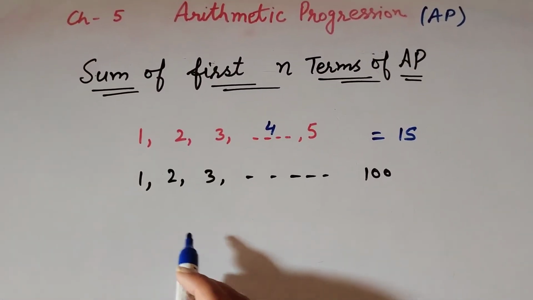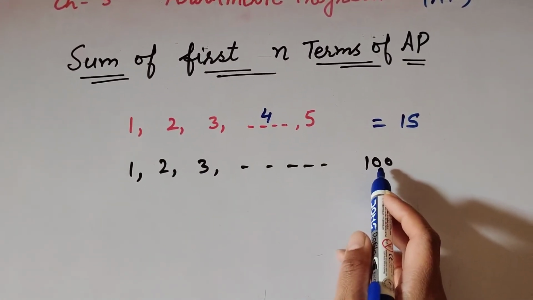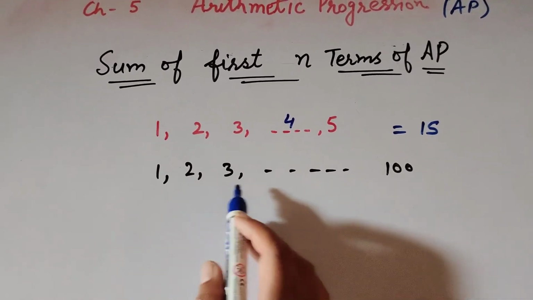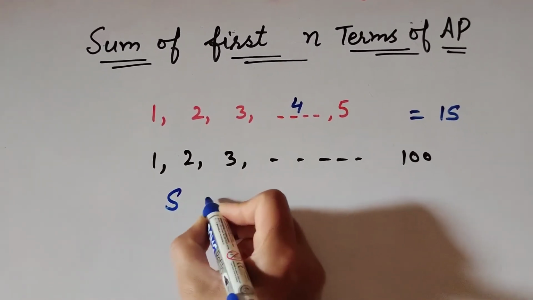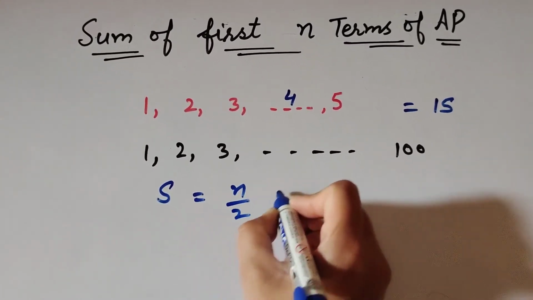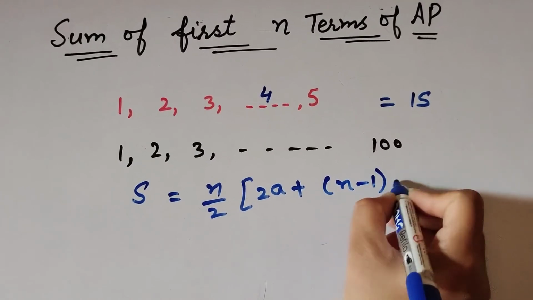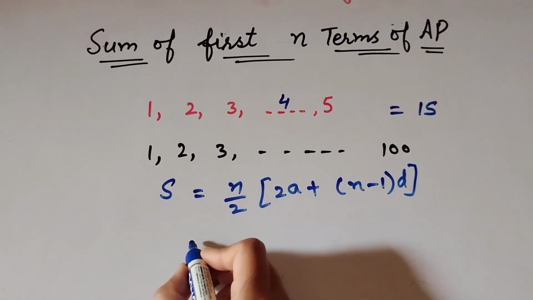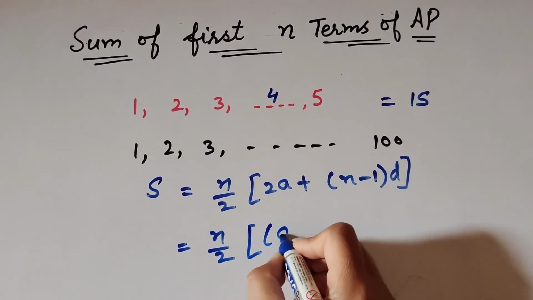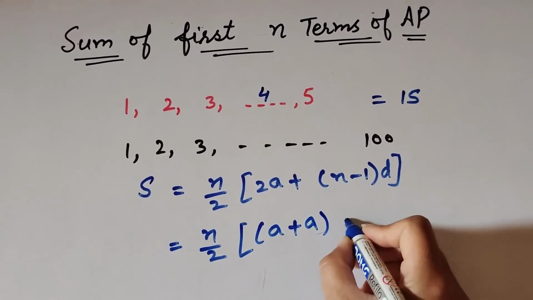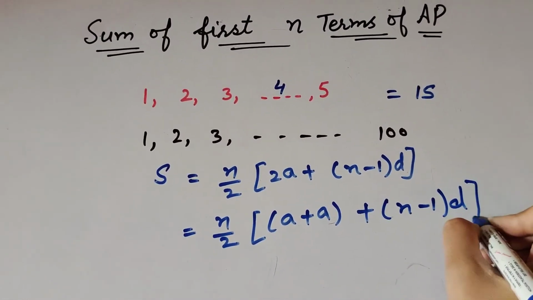Let me take one more example. There is a series 1, 2, 3, and so on up to the last term, which is 100. So we have to find the sum of 100 terms. It is very difficult to add one by one, so we use the formula to find the sum of 100 terms. S is equal to n over 2 into 2a plus n minus 1 d. In this, n is the number of terms. We can also write it as n over 2 into a plus a plus n minus 1 d.